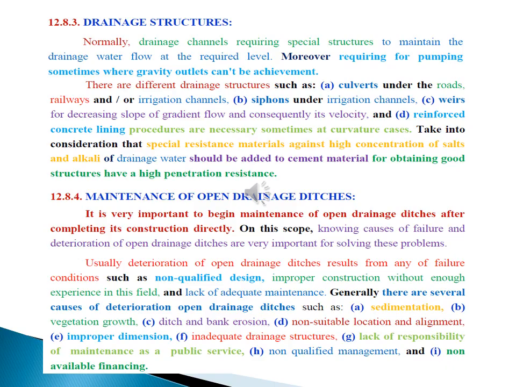Drainage structure. Normally, drainage channels require a special structure to maintain the drainage water flow at the required level. There are different drainage structures such as culverts, siphons, and reinforced concrete lining procedures, which are necessary sometimes in curvature cases. Moreover, maintenance of open drainage ditches.